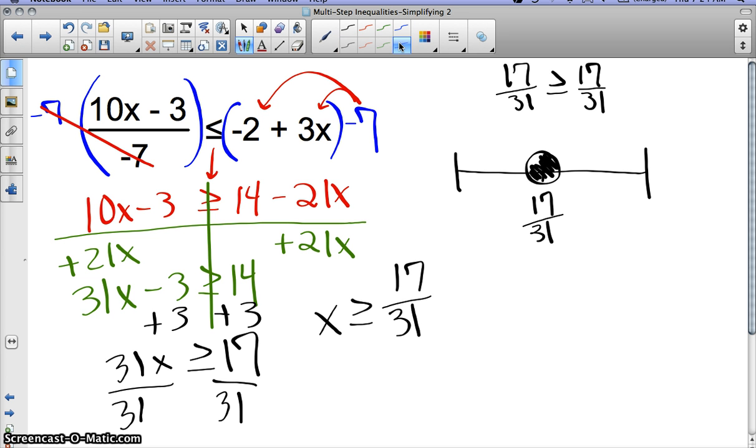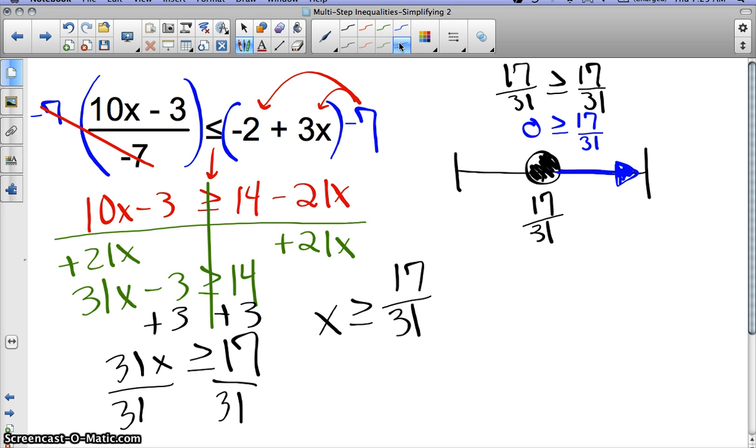Now, we just need to figure out which direction. Okay, I always plug in my easy number of 0. Is 0 greater than 17 over 31? Well, no, it's not greater than 17 over 31, so we don't want to go towards 0. We want to go away from 0. And just like that, we've graphed it, even though it came out to be a nasty number.